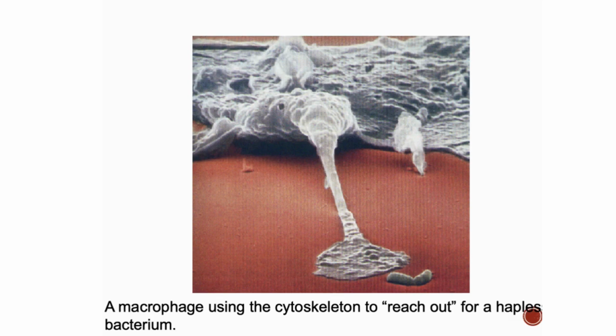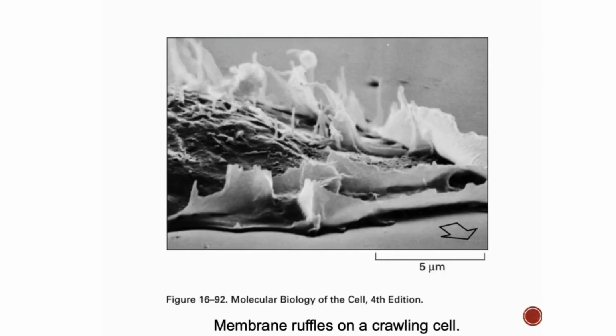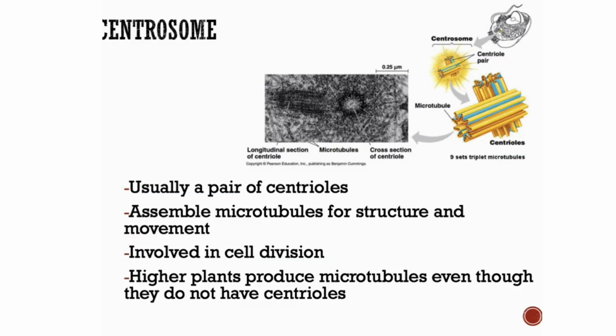A macrophage using the cytoskeleton to reach out for the hapless bacterium, or membrane ruffles on a crawling cell. So centrosomes, usually a pair of centrioles, assemble microtubules for structure and movement. Involved in cell division, higher plants produce microtubules even though they do not have centrioles.